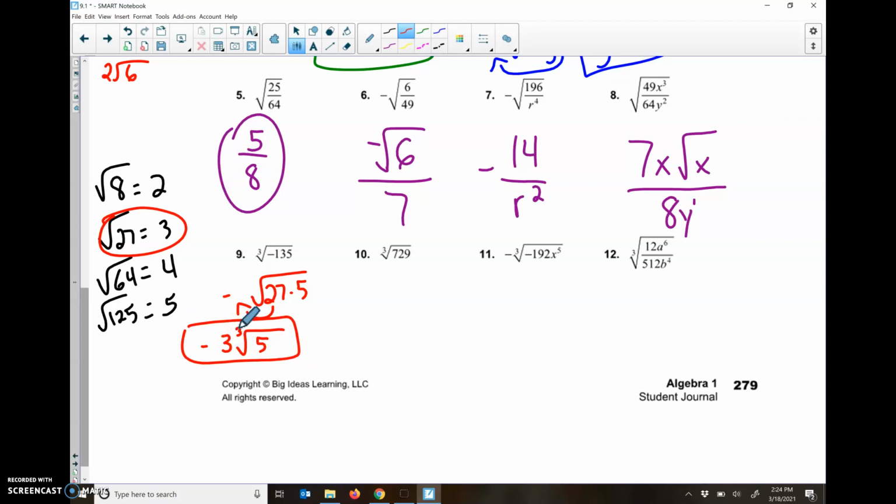Same thing with the big ideas. Make sure you're putting the 3 in there. So -3 cube root 5. 729 is actually a perfect cube. 9 times 9 times 9 is 729.